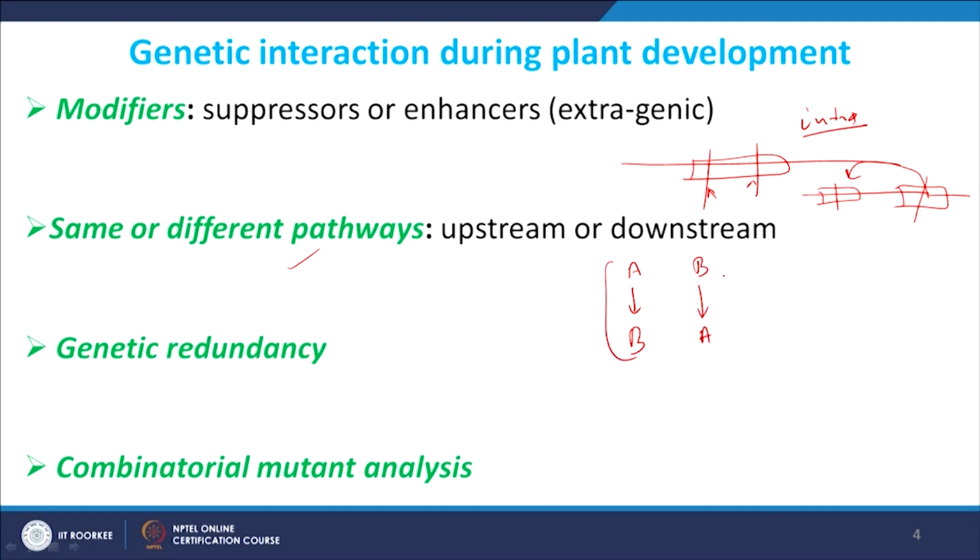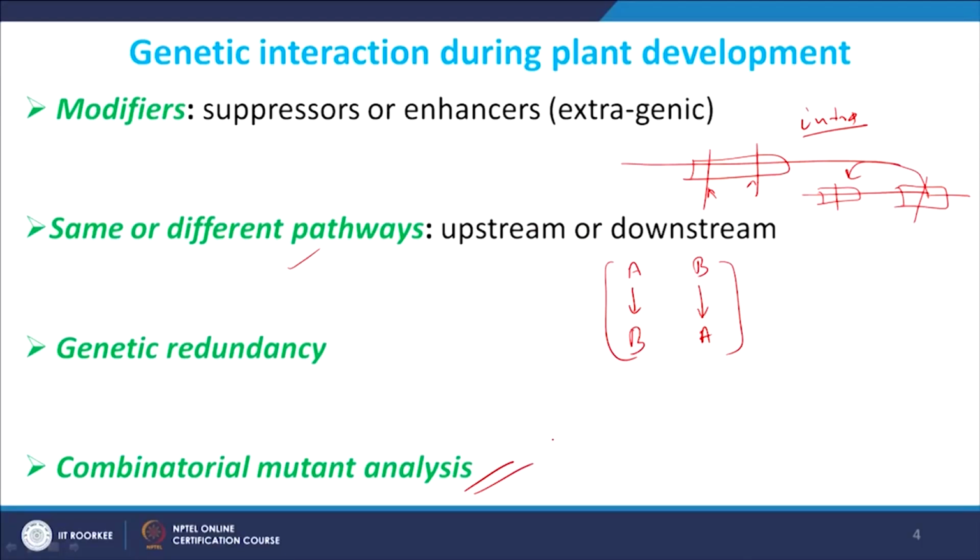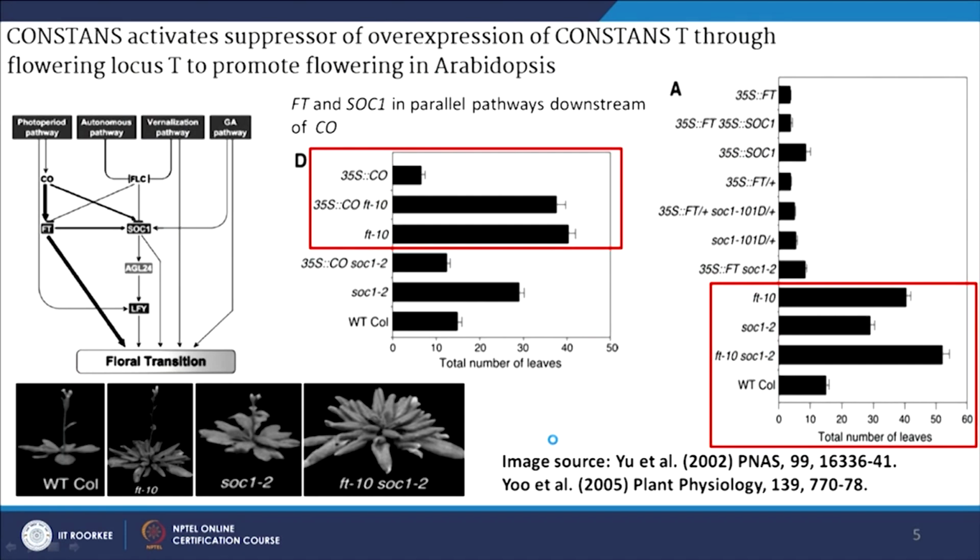So which gene is upstream and which is downstream, and how can you establish this? Again through genetic interaction. The common way of doing it is to make different higher order, combinatorial mutants, double mutants, triple mutants, and then analyze. Genetic redundancy we will take separately, on how to study this. So I will take some examples.